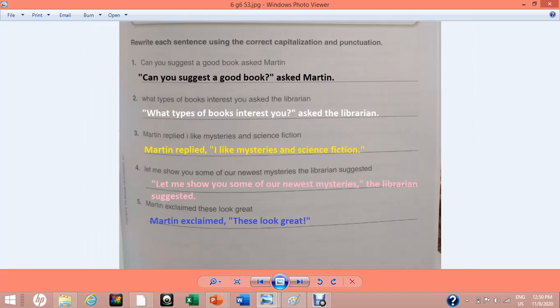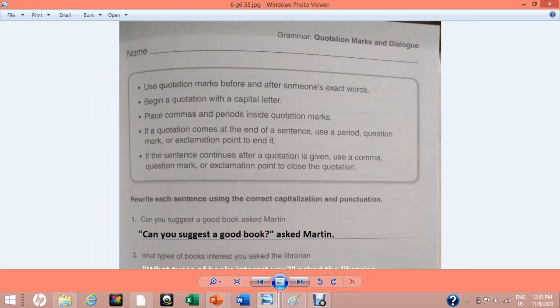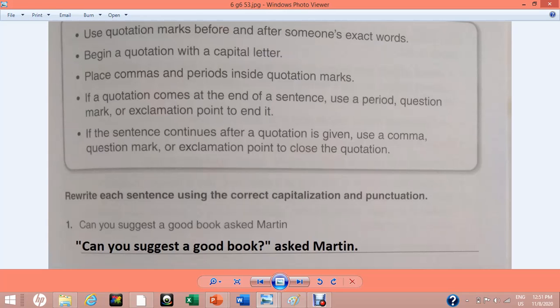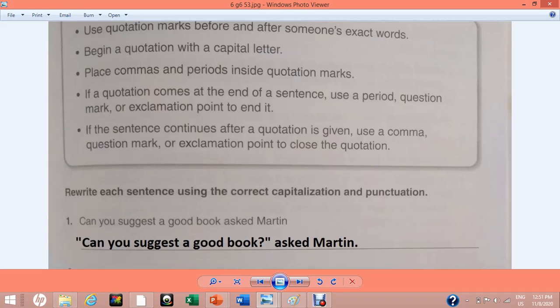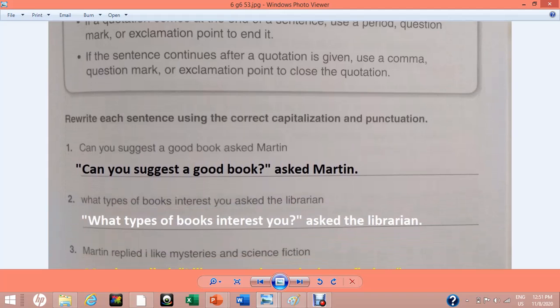Now we are going to do page number 53. Here we have to do a lesson about quotation marks and dialogues. Rewrite each sentence using the correct capitalization and punctuation. Now here is a sentence where proper punctuation and capitalization is missing. Can you suggest a good book? Asked Martin. So you are going to use quotation marks to write the actual statement of Martin.